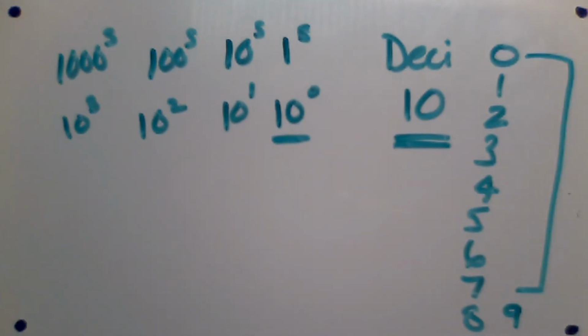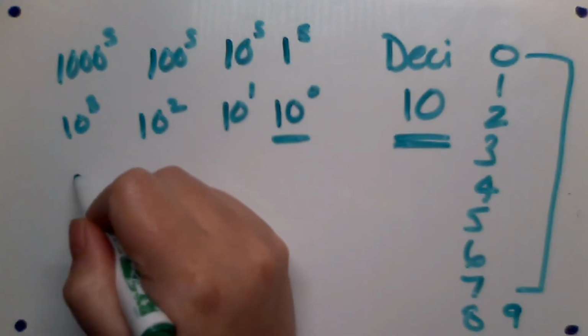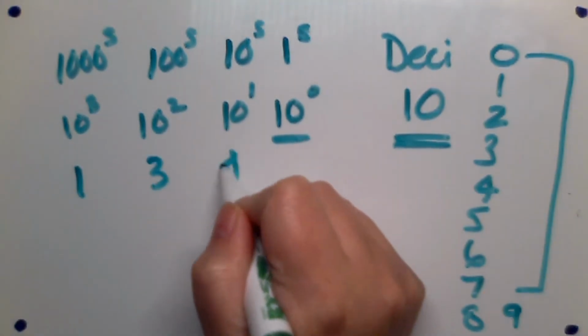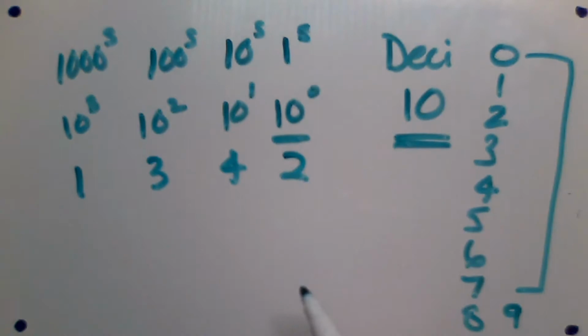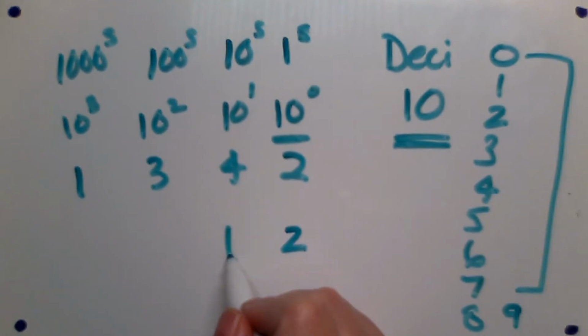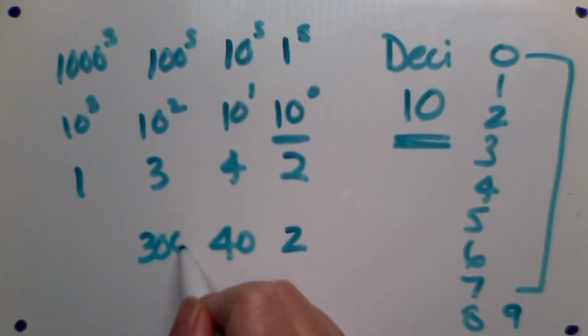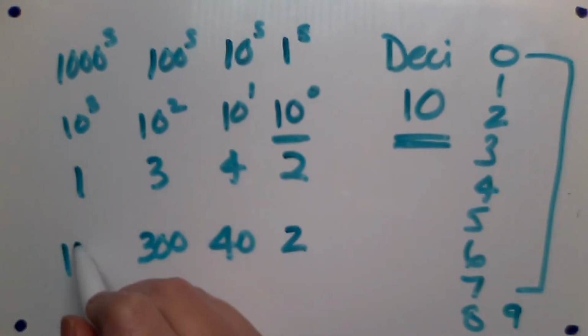So when we write the number 1,342, we are saying that there are 2 ones. We are saying that there are 4 tens. We're saying that there are 3 100s. And we are saying then that there's 1 1,000. And if we add those together, we get 1342. It all works out. Same concept is going to apply to the idea of binary.